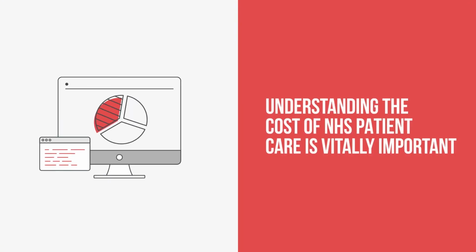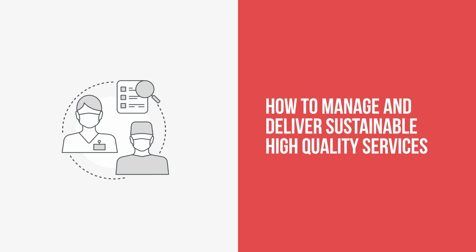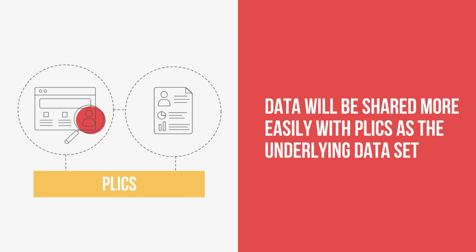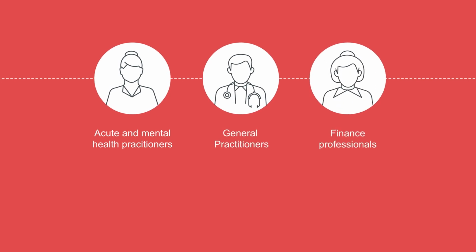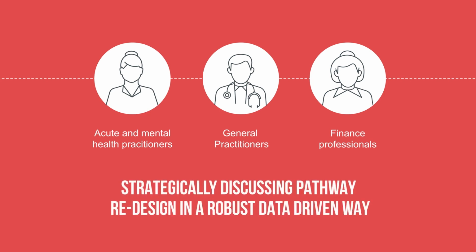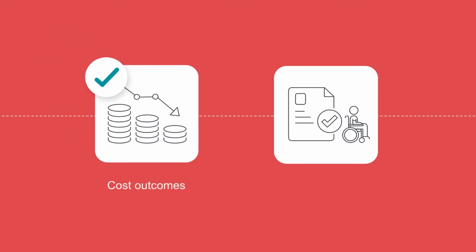In summary, understanding the cost of NHS patient care is vitally important, both locally and nationally, in making decisions about how to manage and deliver sustainable, high-quality services. As we move towards working as a system, data will be shared more easily, and PLICS information will be the underlying data set, which links one organisation to another. Over the next 10 years, we will begin to have more acute and mental health clinicians, general practitioners and finance professionals strategically discussing pathway redesign in an empirically robust, data-driven way. In turn, this will lead to evidence of marked system-wide improvements in both cost and patient outcomes.